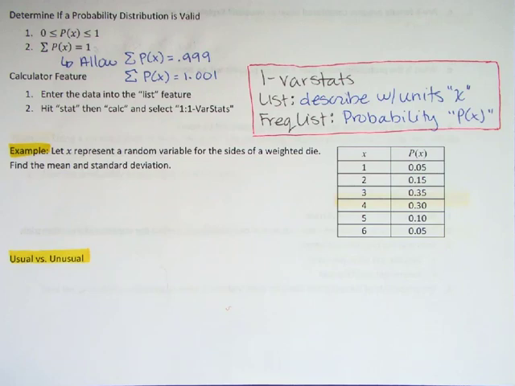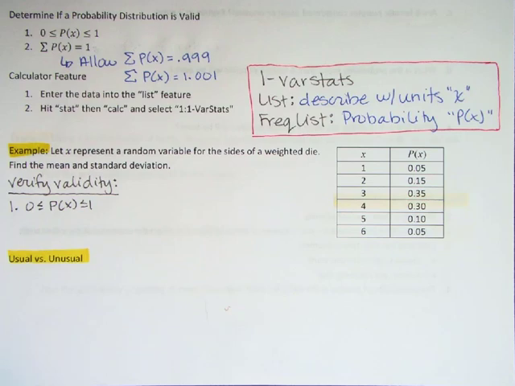The first thing we need to do is actually verify that the probability distribution is valid. If the distribution is not valid, we cannot find the mean and standard deviation requested. The first step in verifying the validity is to check to see if all of the probabilities are between 0 and 1 inclusive. This is a visual check. If you look through all of the probabilities shown in this table, all of them are a decimal value between 0 and 1. So our first requirement is met.